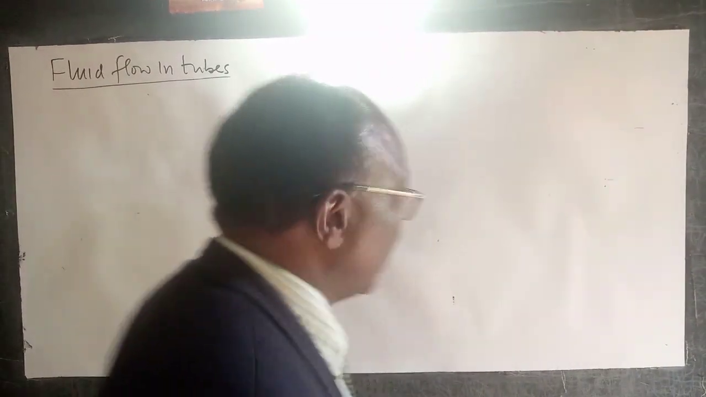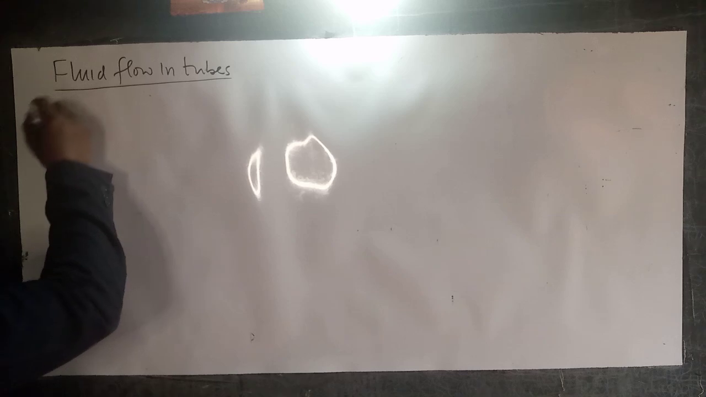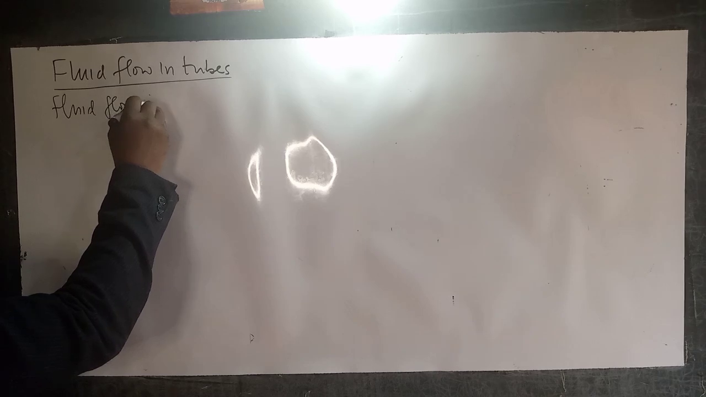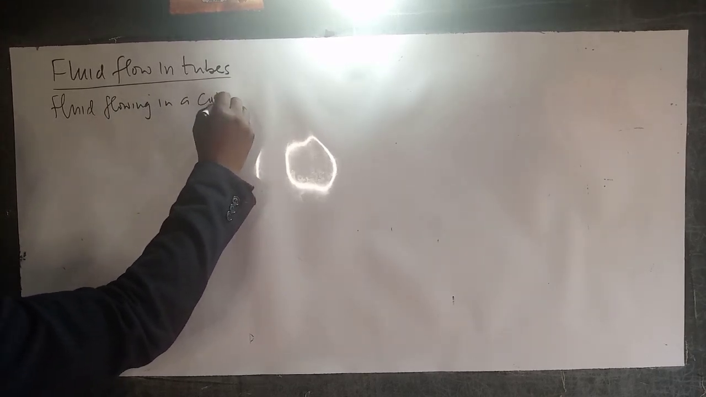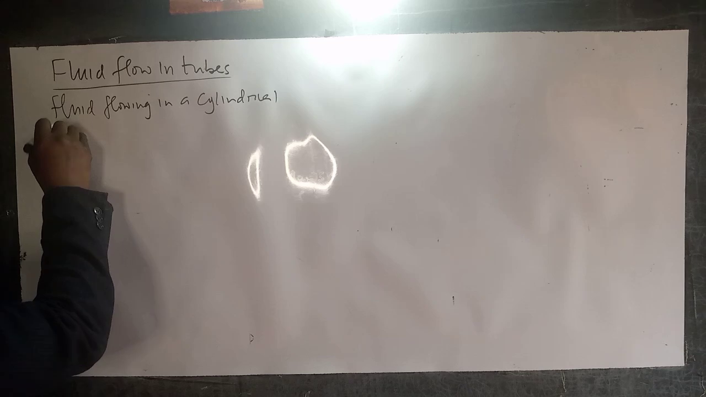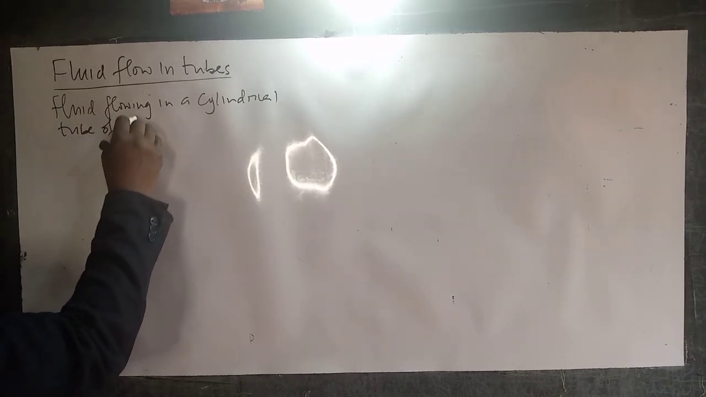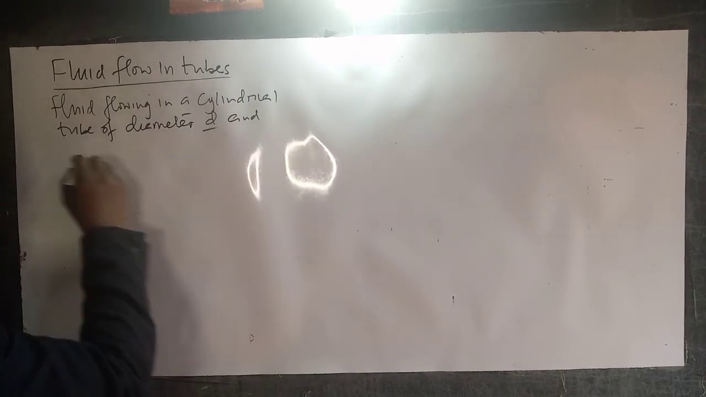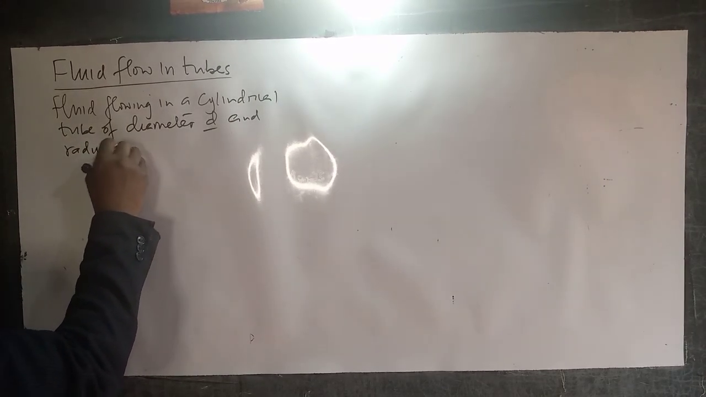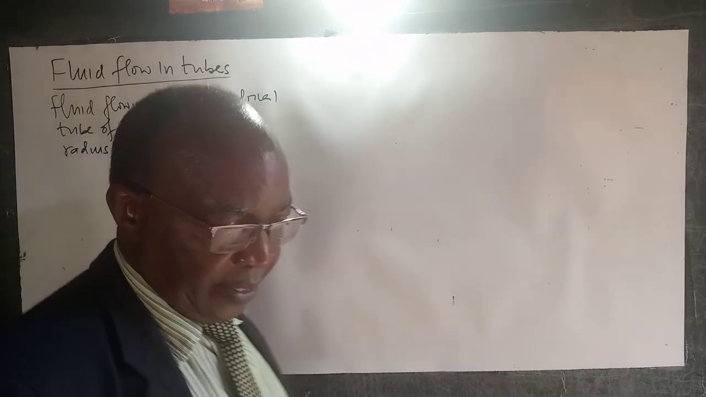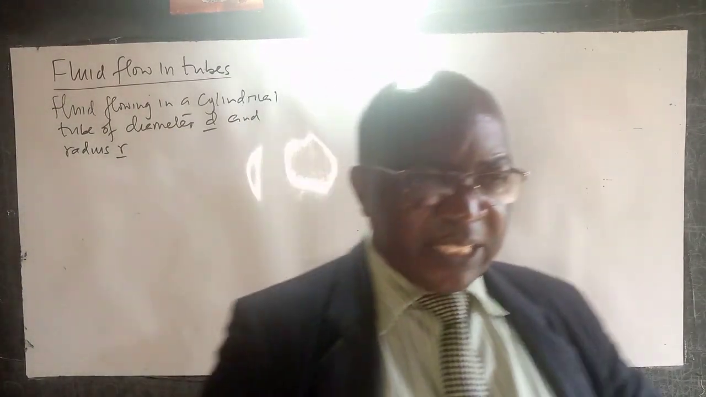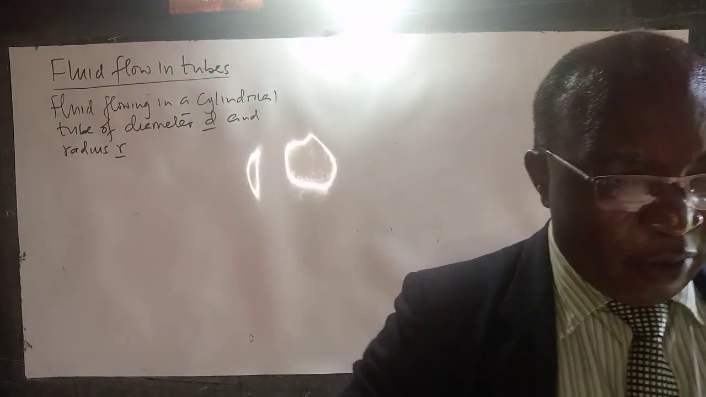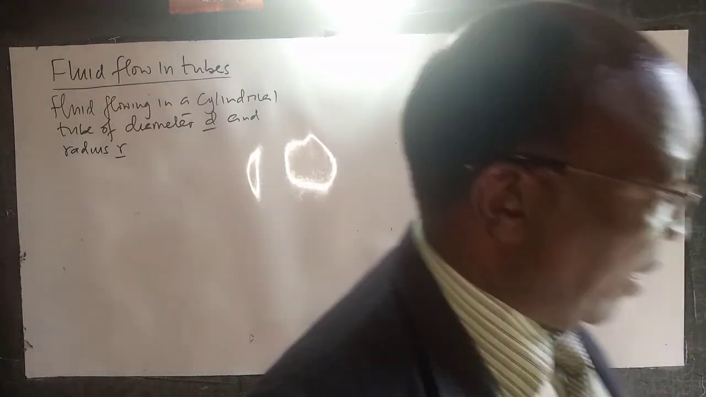But let's just note that talking of fluid flowing in a cylindrical tube of diameter d and radius r. Now, let us draw a schematic of how the flow, as the fluid flows, the velocity profile develops.